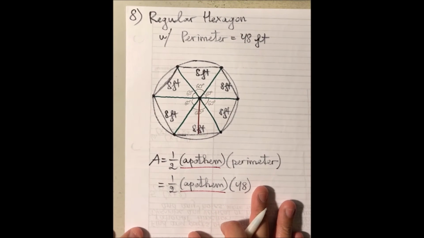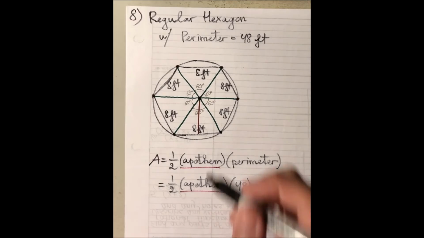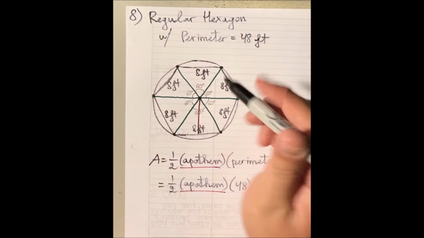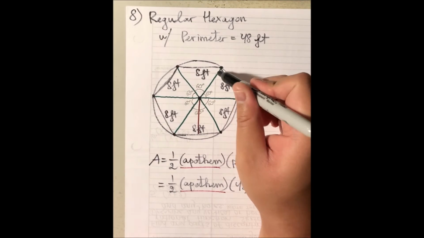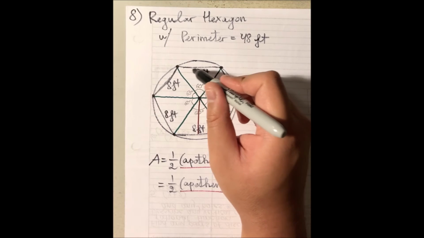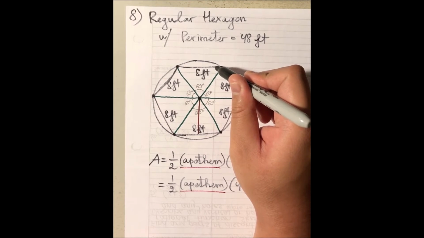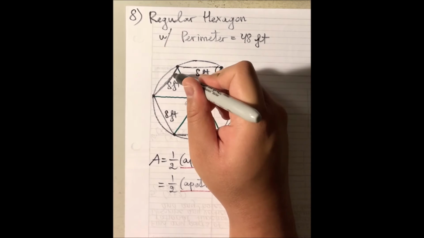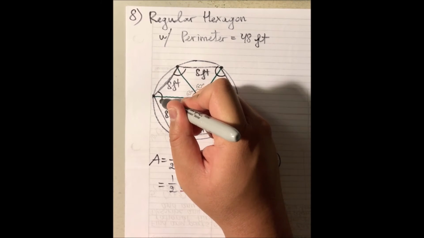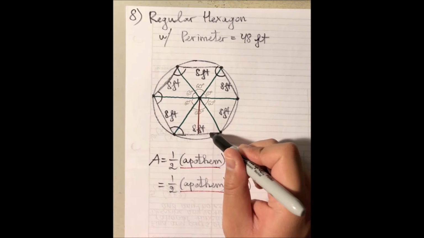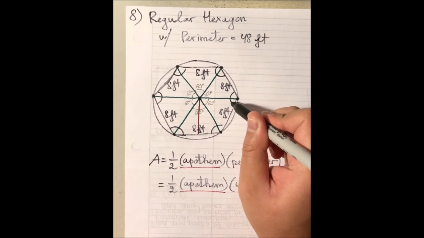Well, also remember that by the definition of regular polygon, because this is a regular hexagon, we know that not only is it equilateral, it is also equiangular. So this angle here is the same as this one, is the same as this one, same as this one, same as this one, and same as this one.